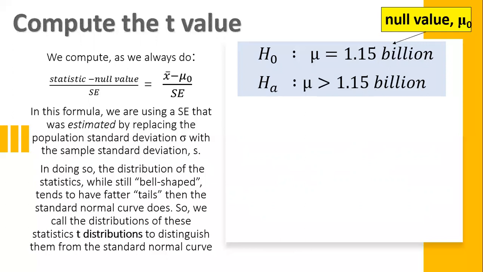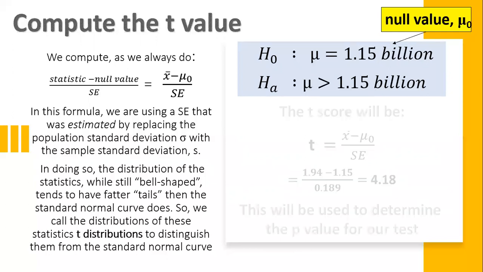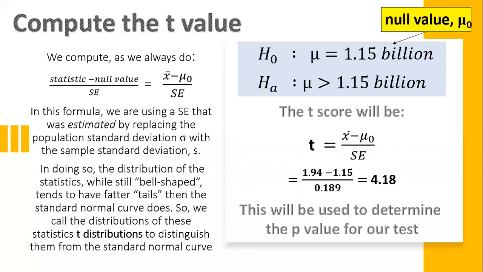Rather than calling them z distributions, which is our name for the standard normal curve, we're instead going to call the distribution of these statistics t distributions. And the value that we compute here will be labeled a t-score rather than a z-score.